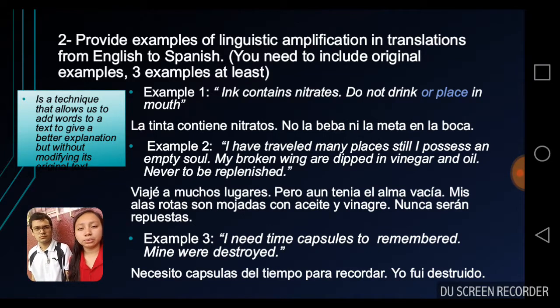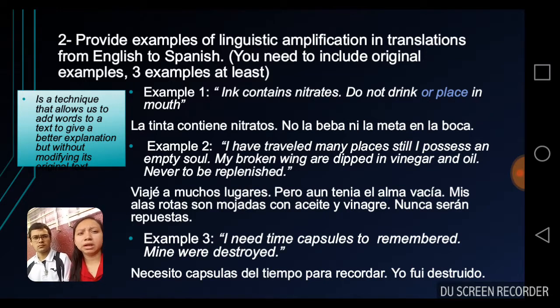we created three examples. The first example is: ink contains nitrate. Do not drink or place in your mouth. Esto quiere decir: la tinta contiene nitratos. No beba ni la meta en la boca.